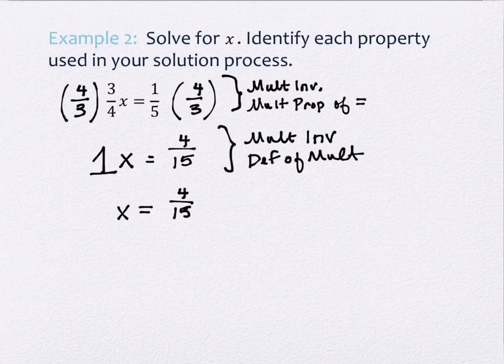What we're doing is we're actually using the multiplicative identity when we do that. Because the multiplicative identity says when I multiply by 1, I don't change the number. Hence, when I multiplied 1 times x, I didn't change the number x, it's just x. So it's a fairly simple problem, and there's actually quite a few properties that we used in the midst of it, isn't there?